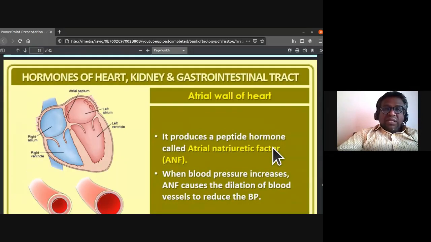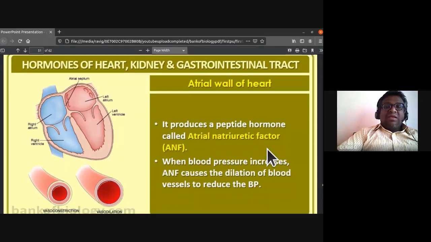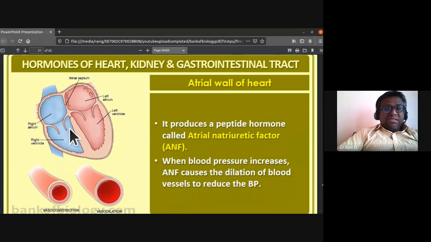Next, we'll go for the atrial wall of heart. So that is the auricular walls of the heart. They are going to secrete atrial natriuretic factor, ANF. So the atrial wall of heart, the auricles of the heart, are going to secrete a hormone which we call ANF, atrial natriuretic factor.